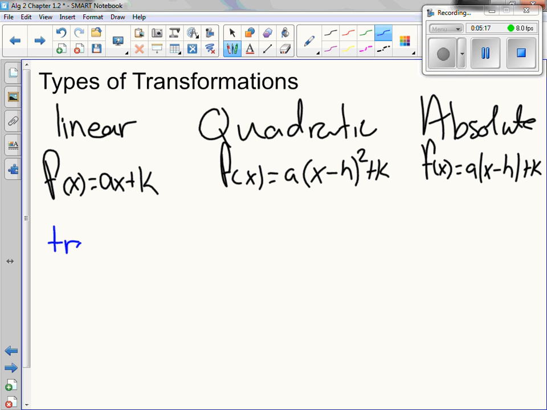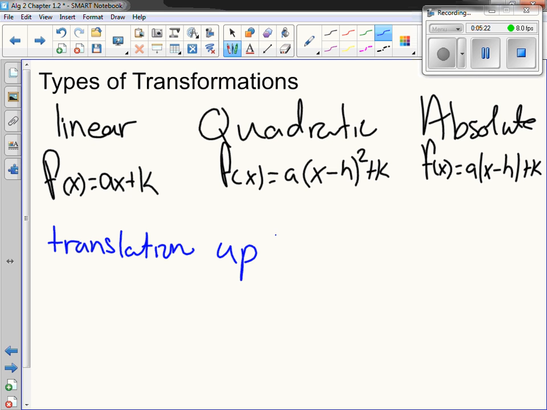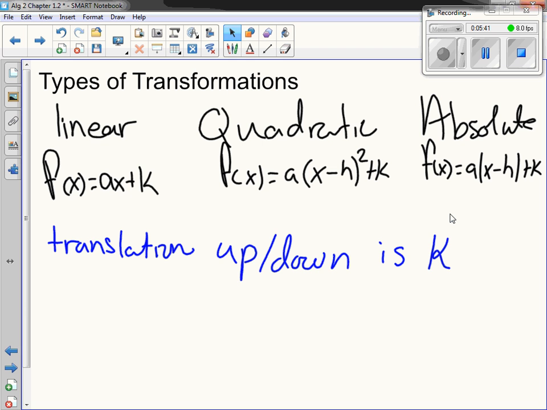Now the first one we have is a translation up or down. If we're going to move these from the parent, we're going to move it up or down, one of the two. Translation up or down is k, the value of k. Whatever that value of k is will be our translation up or down. So for any of these, the value of k tells us if it's going to move the function up or down.